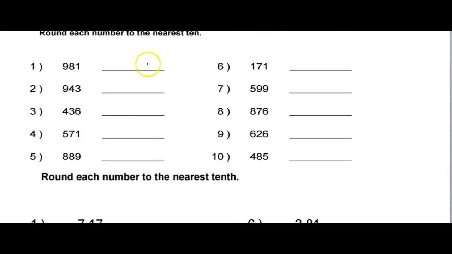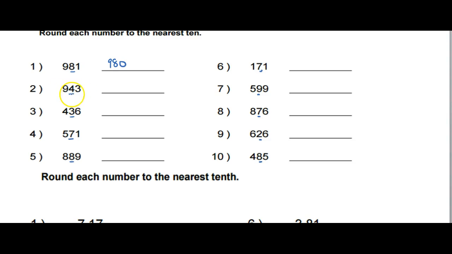Now, when I round these to the nearest 10, remember, once I decide what I'm doing with the number in the tens place, I round it up or down and change the last number to a 0. So the 1 tells me to keep 8 the same. So that rounds down to 980.